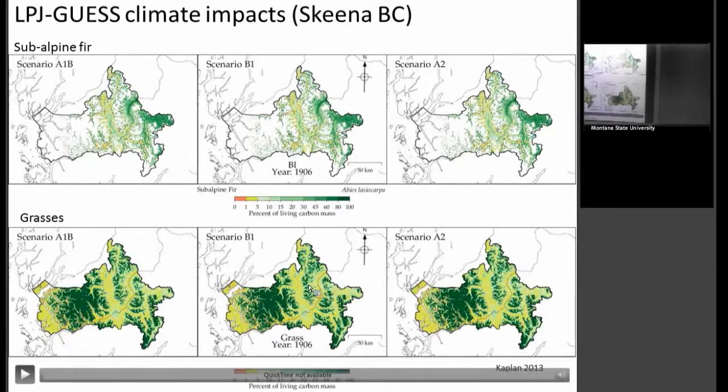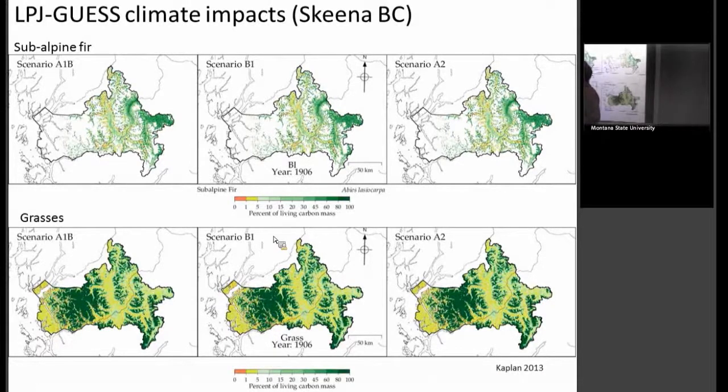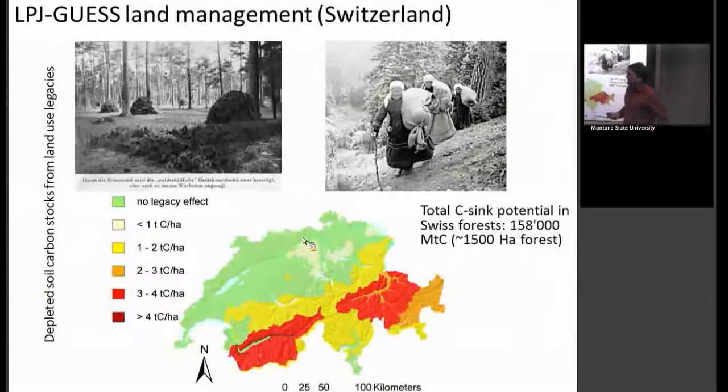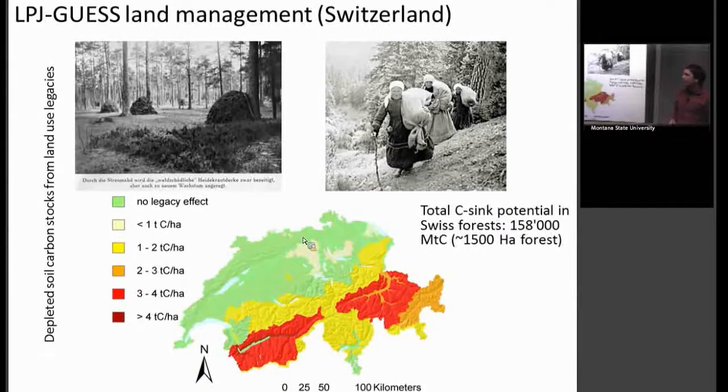And so what you would see would be the subalpine fir moving into higher elevation regions, and then you would see decreases in the high elevation grasses as the subalpine fir becomes more productive where they are. We also used LPJ-GUESS to look at land management issues in Switzerland. So there's been this historical legacy of litter raking, where tons of litter would be raked out of the forests each year to provide bedding for pasture animals in the winter. And so what we did was to run LPJ-GUESS simulating the removal of litter, and then calculate the total carbon sink potential across Switzerland when we coupled LPJ-GUESS with a litter demand model. And so we estimated that the Swiss soils were depleted by about 150,000 tons of carbon, and this is about equal to about 1,500 hectares of ground biomass for this region.